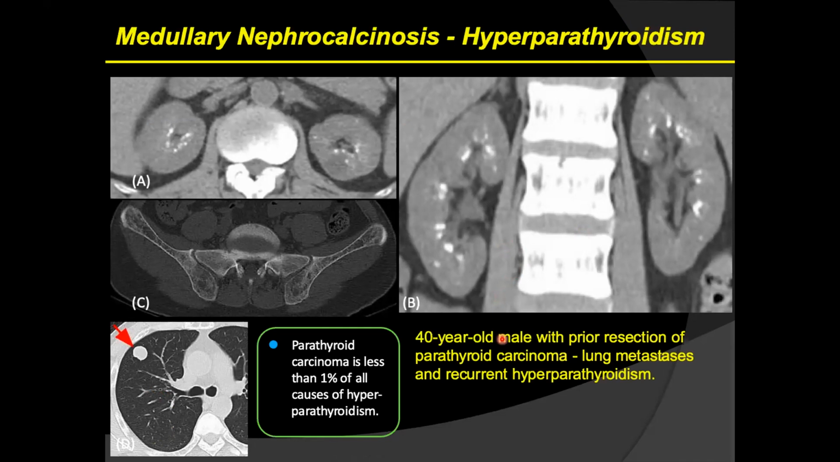Now, this is a case of a 40-year-old male whose parathyroid carcinoma was resected earlier. He presented with lung metastasis and recurrent hyperparathyroidism. This is a lung window setting which is showing a nodular lesion within the parenchyma. These are axial and coronal non-contrast images which show multiple tiny calcifications in the medulla, suggestive of medullary nephrocalcinosis. And these are changes of hyperparathyroidism with demineralization in the pelvic bones.